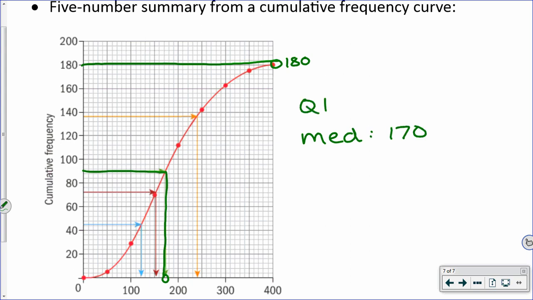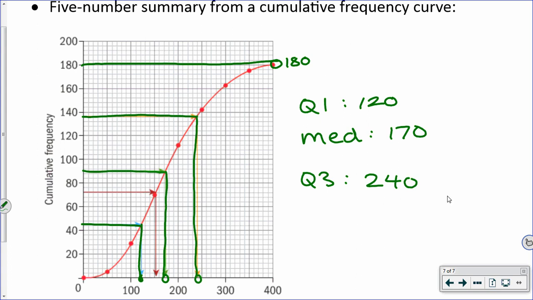Quartiles, remember I mentioned earlier, are the middle of each half of the data. So quartile 1 would be the middle of the lower half. So if it's up to 90, then we're looking for the 45th value, because that's half of 90. And the 45th value looks like it's about 120. Quartile 3, meanwhile, it's halfway of the upper half of the set. So between 90 and 180, the halfway point is 135. You can see it's already marked on here. And that looks like it's about 240.